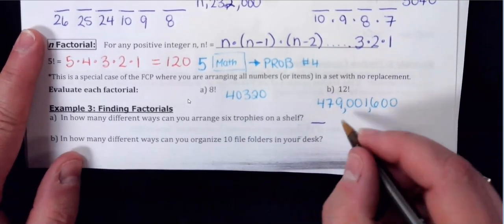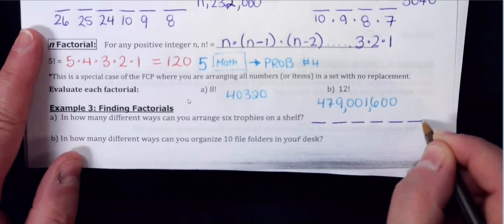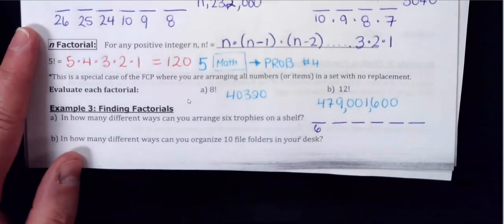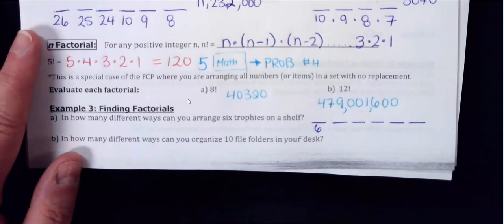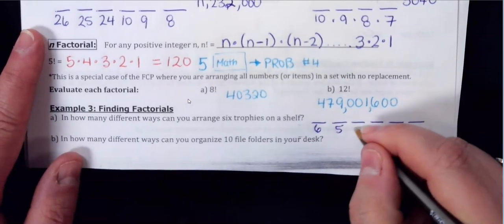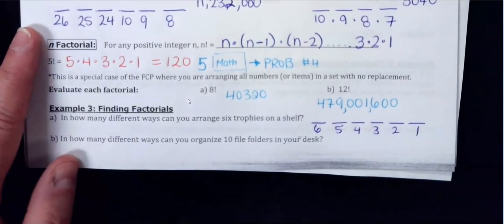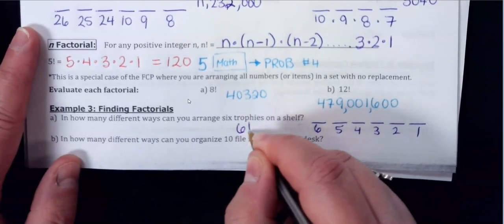So if I have 6 spots, I'd have 6 choices for the first trophy. Then I've got that placed on the shelf, so I would only have 5 left for the second space, then 4, then 3, then 2, then 1. But that would actually just be equivalent to doing 6 factorial.